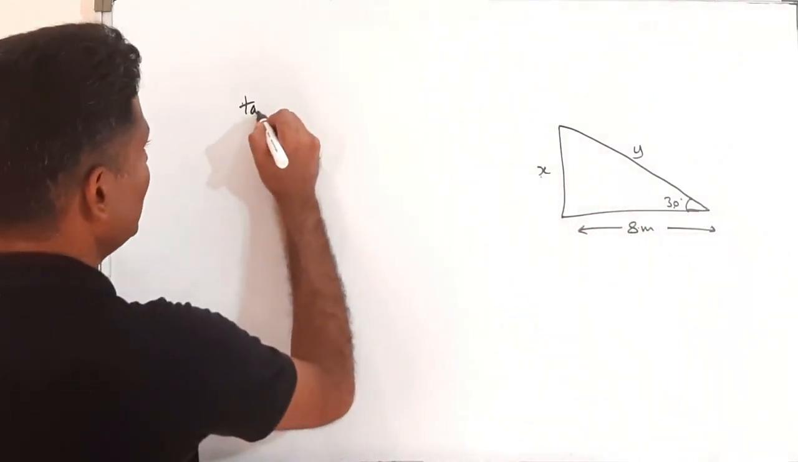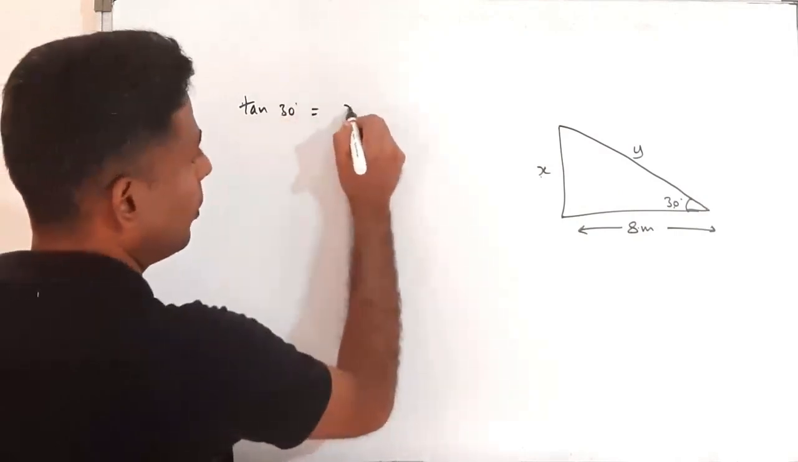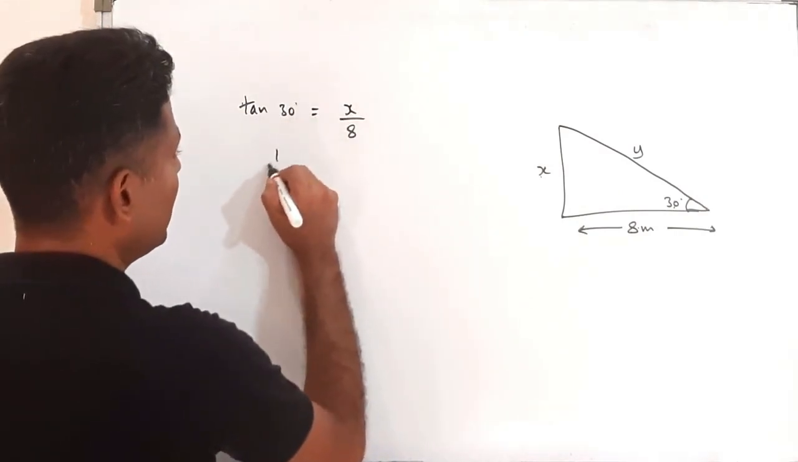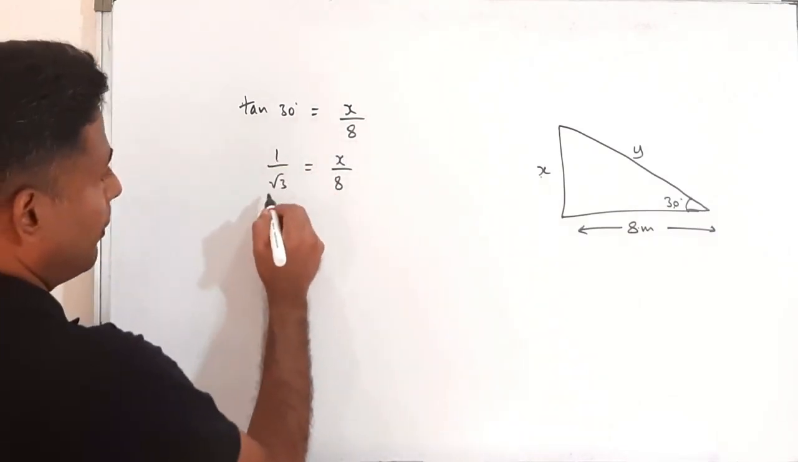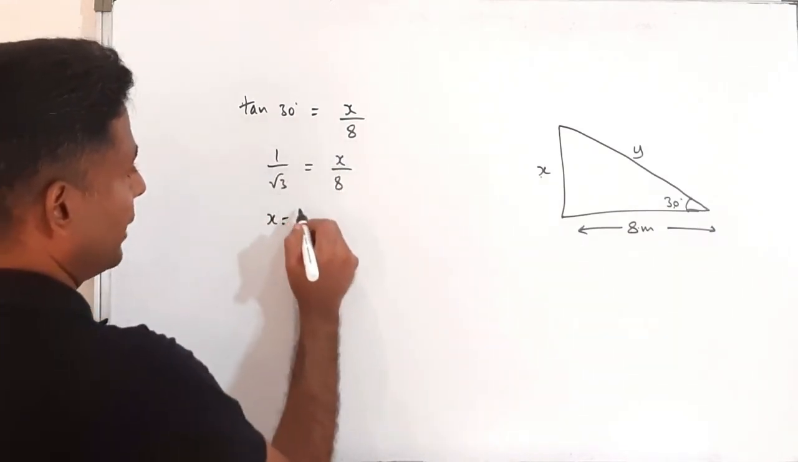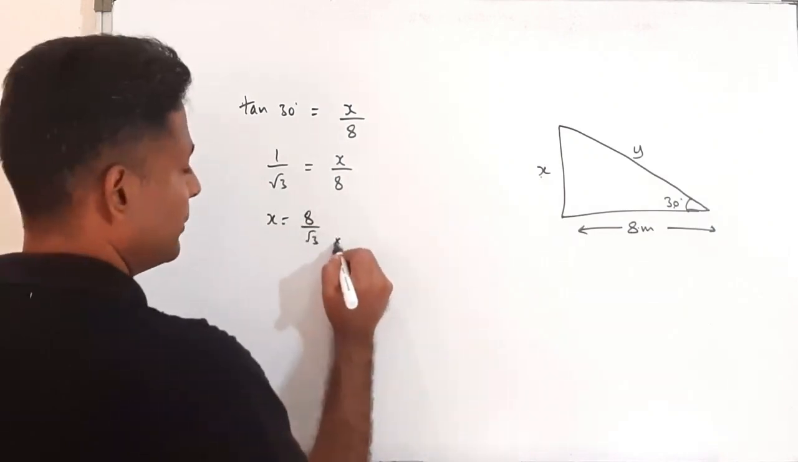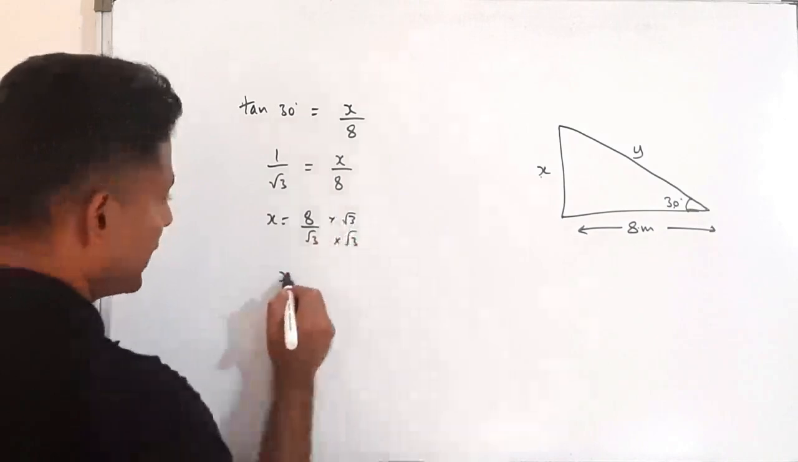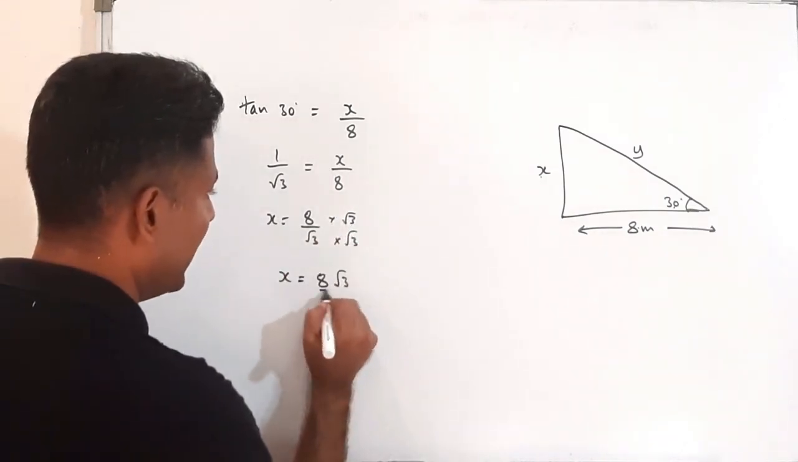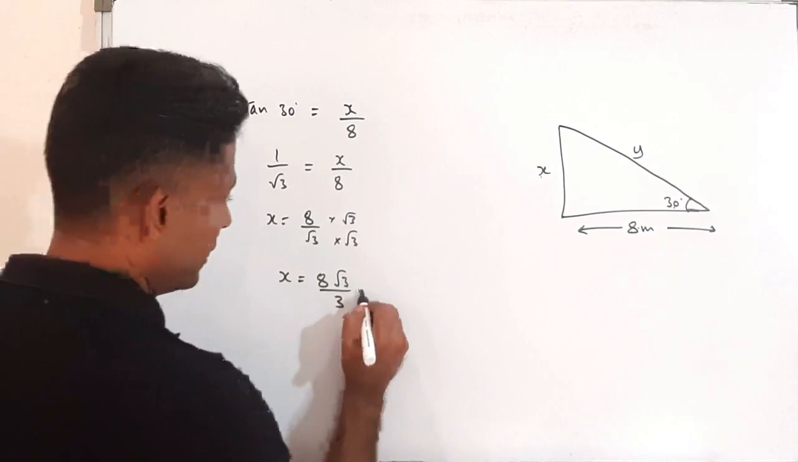So first we'll use tan 30 equal to x by 8. Tan 30 is 1 by root 3 equal to x by 8. 8 will go here, it will become x equal to 8 by root 3. Which means we rationalize the denominator, multiplying by root 3 over root 3. So we get x equal to 8 root 3 by 3 meters.